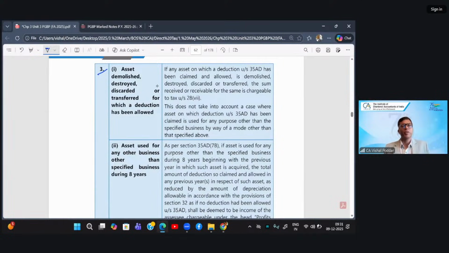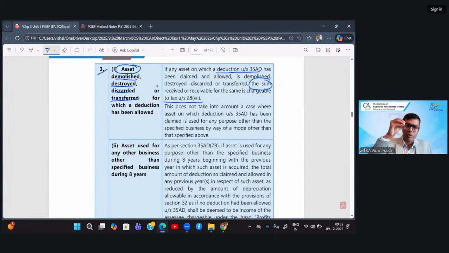Now, in this same 35AD business, what will happen if you are selling your asset? If the asset is demolished, discarded, destroyed, or sold, what will happen? Interestingly, whenever you sell this asset on which you had claimed deduction under 35AD, whatever amount you receive will be taxed under Section 28. This was the last point of the Section 28 list today, which I had left because I said I'll do it with 35AD.